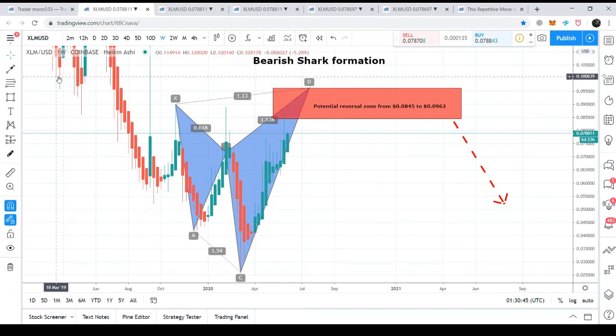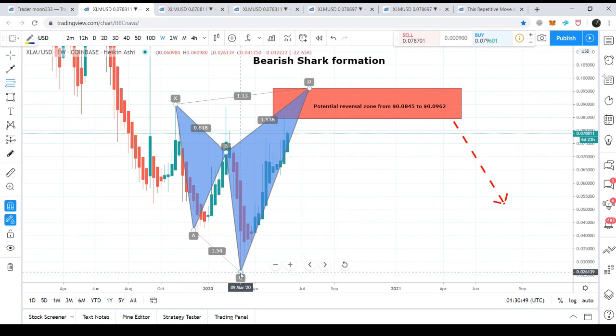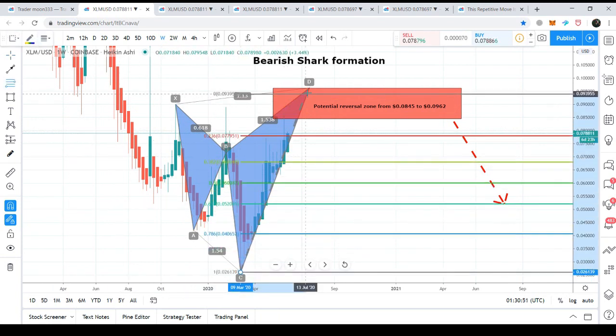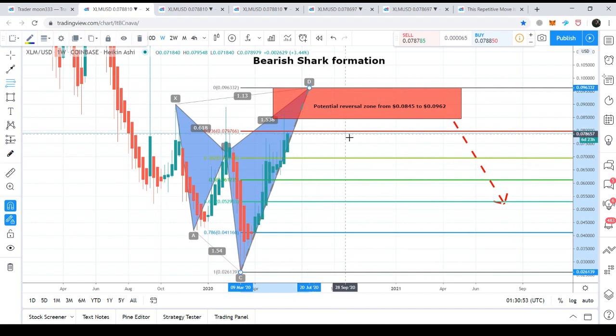Now, if the price action will drop from here, I'm placing this Fibonacci tool on the C to D leg, then it can drop between the 0.382 to 0.786 Fibonacci projection of the C to D leg. That is from almost 7 cents all the way down to 4 cents.